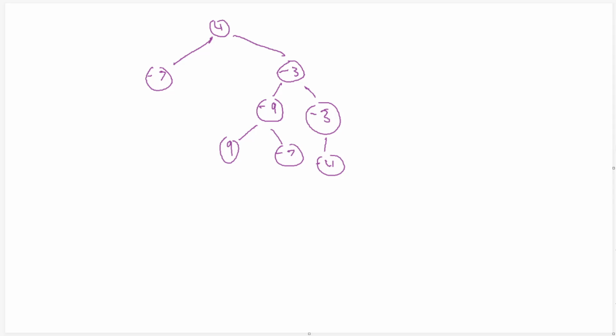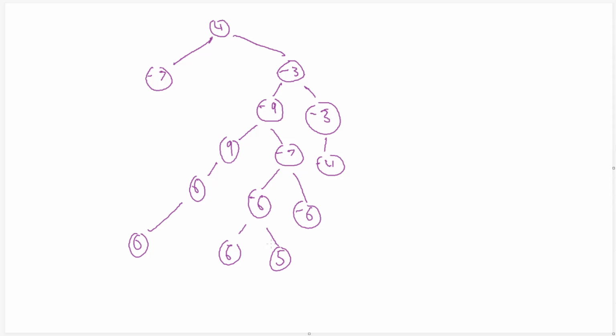And null, and then 6, null, -6, -6, then null, null, and then 0, 6, 5. This is a much better example. I'm not going to draw out the rest.